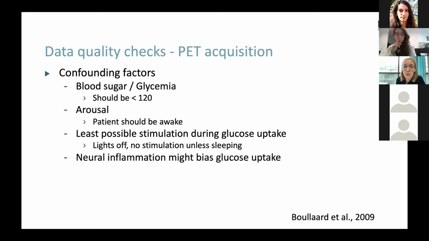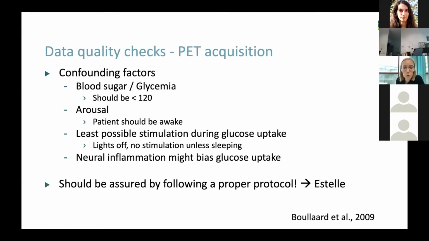Also know that although it is very rare, neural inflammation might also bias the glucose uptake, right? If you see a lot of inflammatory tissue, then you might think that the glucose uptake is relatively high, but it's mostly because of bacteria and inflammatory tissue. So this is a confounding factor as well, just for you to know. So make sure to follow the right protocol for data acquisition, as Estelle already said. And if you have any doubts, you can always refer to the paper of Boulard that I cite here below, as he's a real reference on FDG-PET data acquisition.